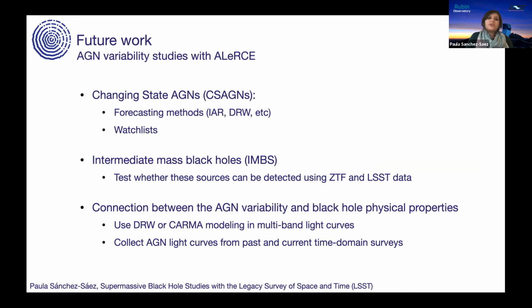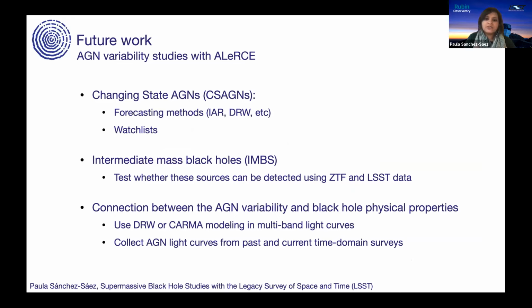So the future work regarding the AGN variability studies in ALeRCE, since now we have the classifier, now we can use the classifier to do actual science. So one of the ideas is to study changing state AGNs. In particular, we want to apply forecasting methods and also to create watch lists where we will be monitoring every night the behavior of some interesting sources.